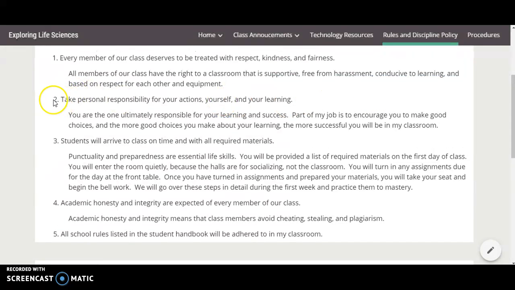Rule number 2, take personal responsibility for your actions, yourself, and your learning. That is, you are the one ultimately responsible for your learning and success. Part of my job is to encourage you to make good choices, and the more good choices you make about your learning, the more successful you will be in my classroom.